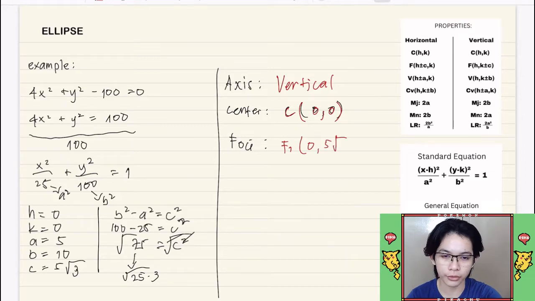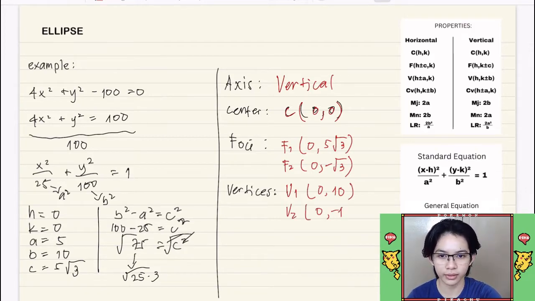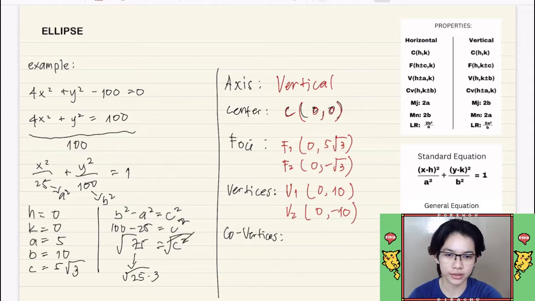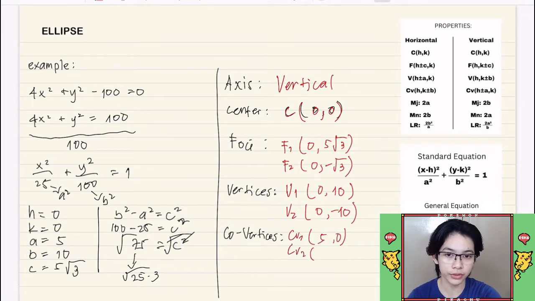F1 is (0, 5√3), while F2 is (0, -5√3). For the vertices of a vertical ellipse, it is k plus or minus b. For V1, it is (0, 10), and for V2, it is (0, -10). Now, for the co-vertices, it is h plus or minus a. CV1 is (5, 0), while CV2 is (-5, 0).